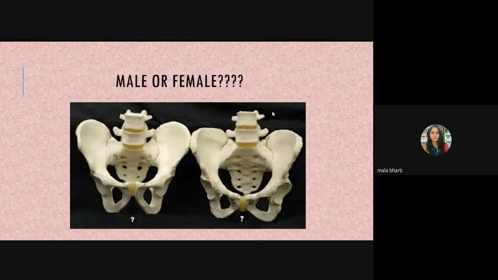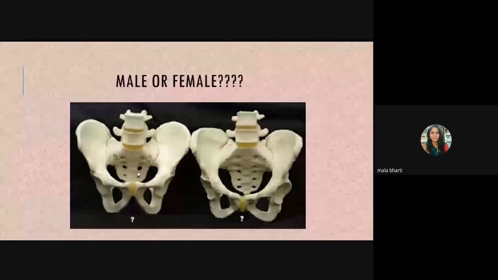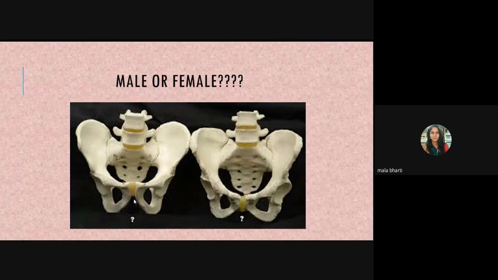See, actually, I was supposed to go a little slow, first introduce you all to the structure and then ask you this question, but I'll just give some answers myself and explain here. This one here is male and this one is female. I'll explain how. You can see the angle here. This is your subpubic angle. It is acute for male and obtuse for female. So you can see this arch shape here. This is called the subpubic arch.